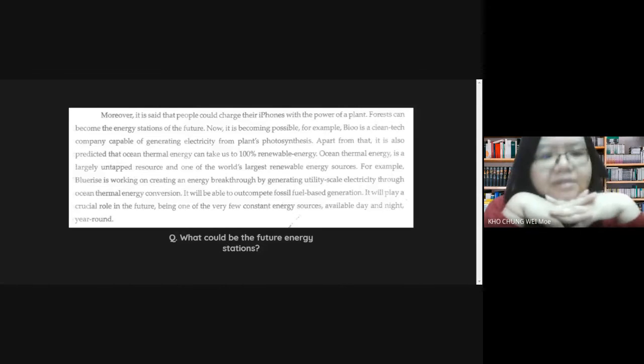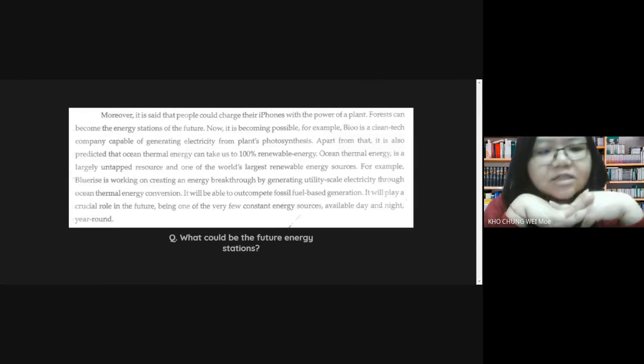Alright. Moreover, it is said that people could charge their iPhones with the power of a plant. Forests can become the energy stations of the future. Now, it is becoming possible. For example, Bio is a clean tech company capable of generating electricity from plants' photosynthesis.